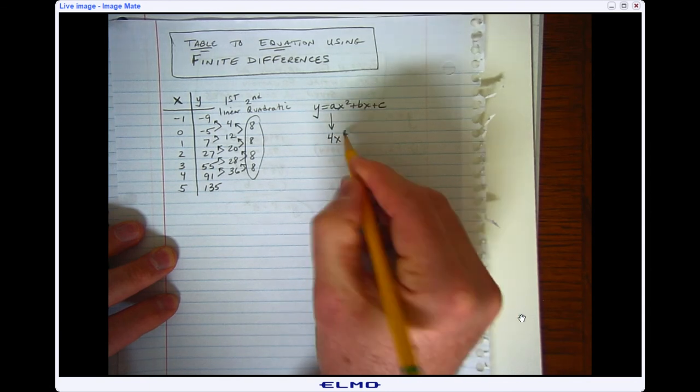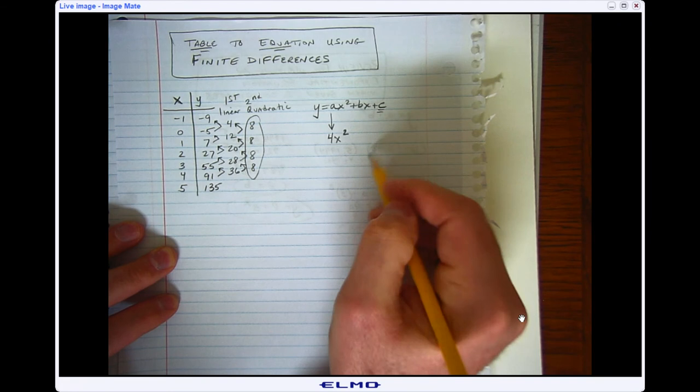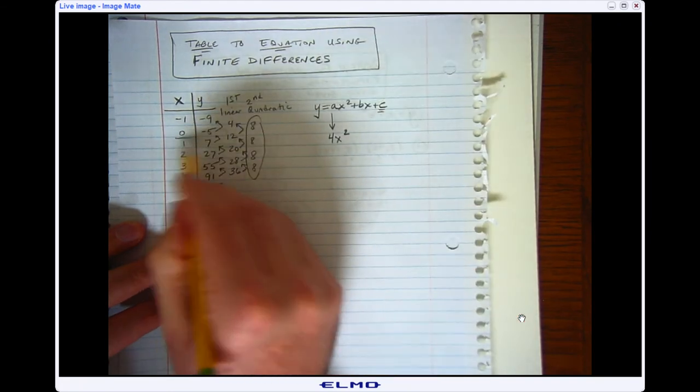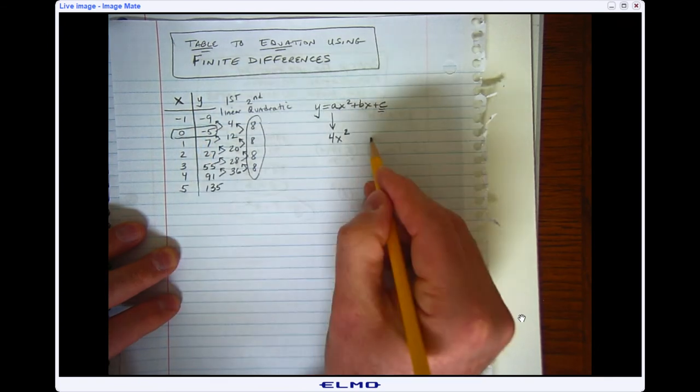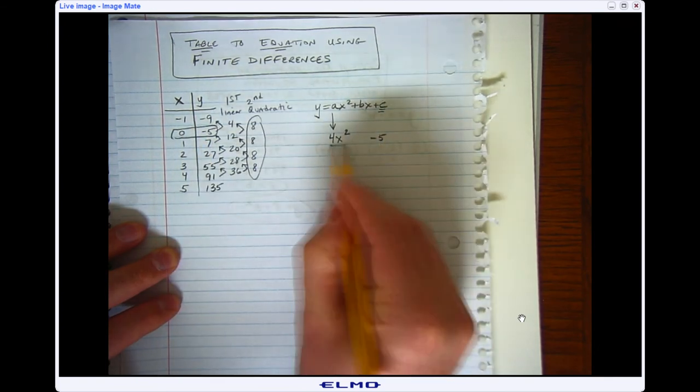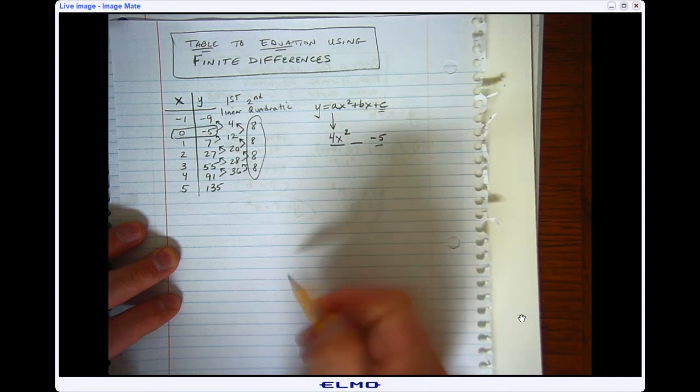Also from our conversation in class, we know that the c value is always our y-intercept. So if I look at my table, when x is 0, whatever y is, that is my y-intercept. So I know 2 of the 3 values I need for my equation.